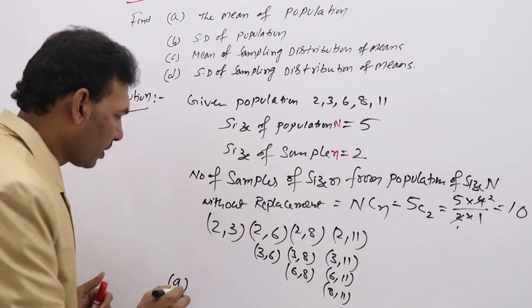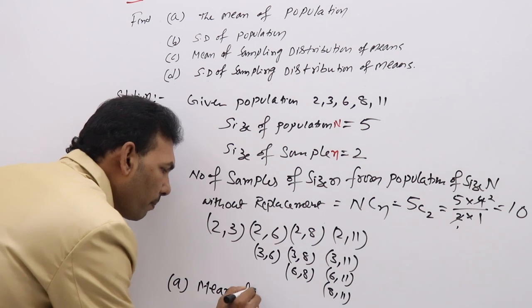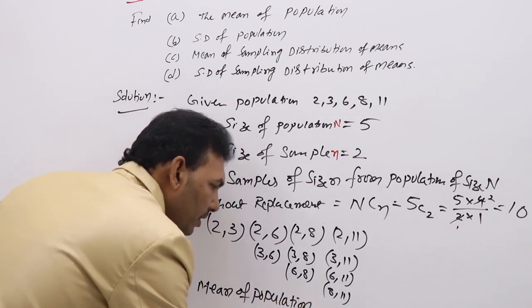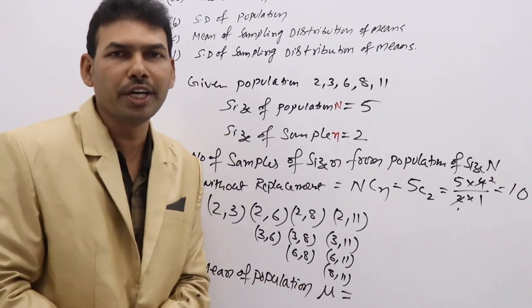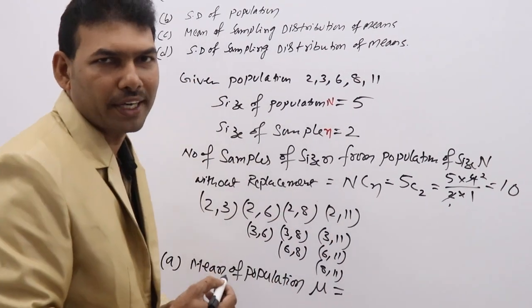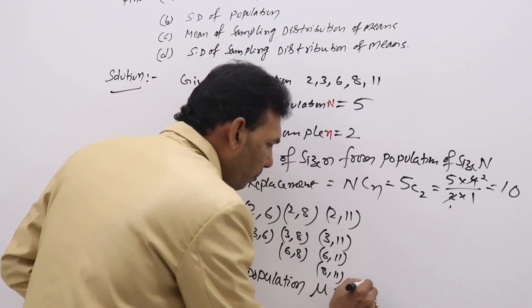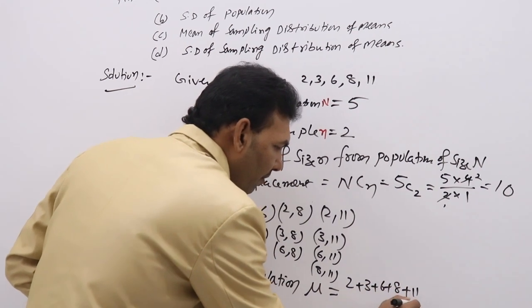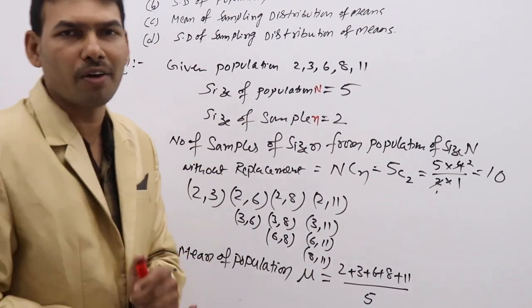Very simple. Mean of population. The mean of population is represented with the symbol mu, because for the population mean we need to use mu. The formula is sum of items by number of items. The sum of population items, where the items are 2, 3, 6, 8, 11, by the number of items.